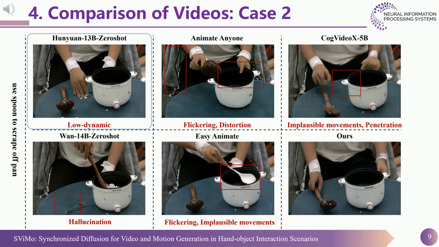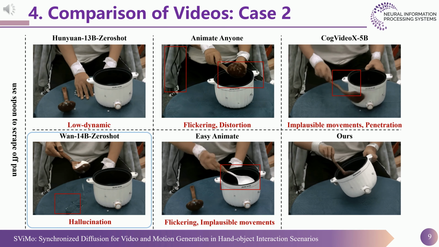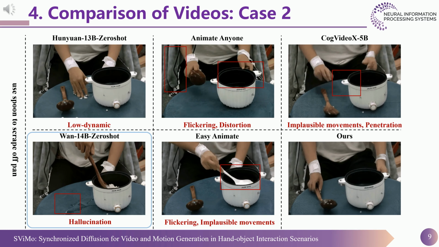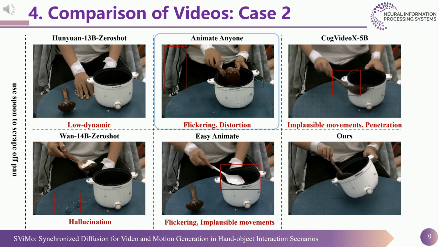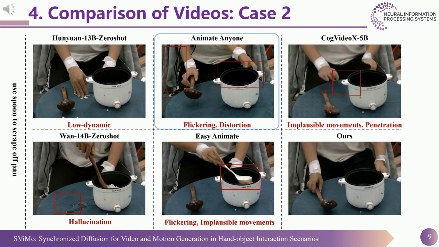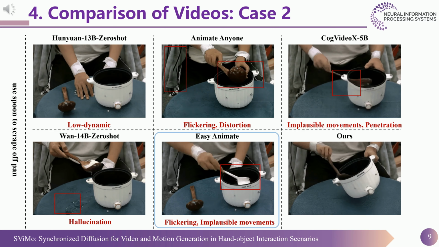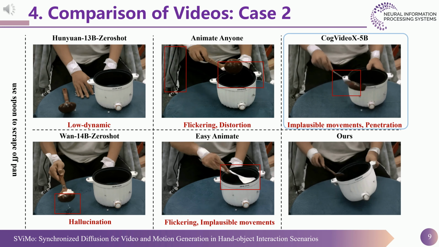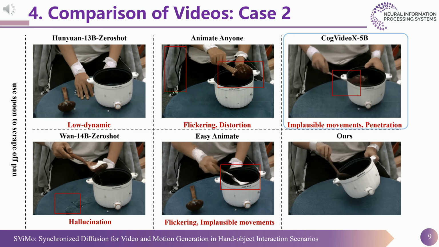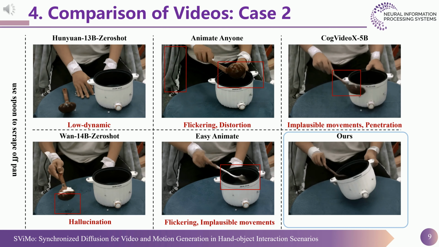This is Huanyuan's result. It exhibits low dynamics. This is Wan's result. It hallucinates non-existent rice and water flow. This is Animate Anyone's result. It shows strong frame flickering and object shape distortion. This is Easy Animate's result. Aside from flickering, the motion exhibits unrealistic abruptness. This is Cogvideos' result. The penetration occurs between the spoon and pan. Finally, our results demonstrate superior performance.